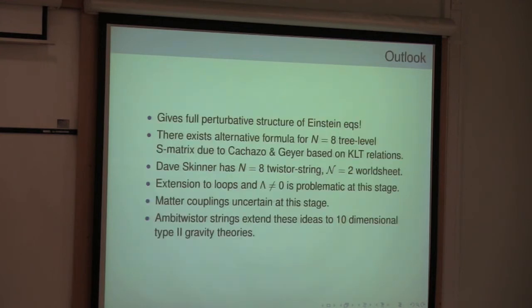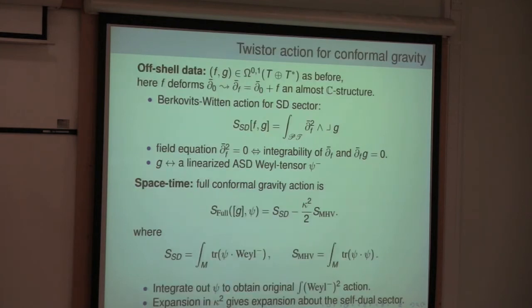What I want to go on to do now is to explain how these ideas can be fitted into twistor actions, because I'm too short of time to discuss the twistor string theory in much detail. So I said that we had this data F and G. So F and G in the string theory were on shell, and that is to say that they were not just 0-1 forms with values in the tangent vectors and cotangent vectors, but they were d-bar closed as well. Now, for a twistor action, we've got to allow them to be off shell to start off with.